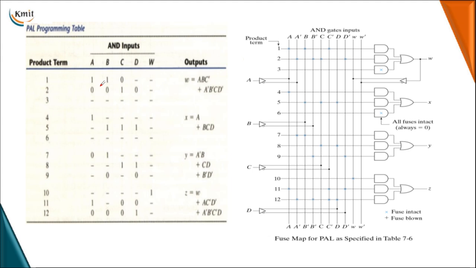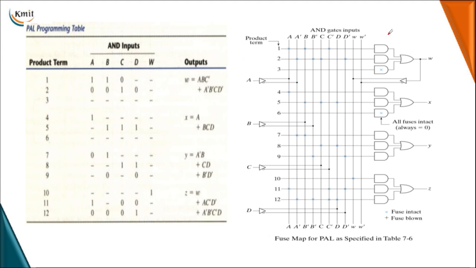As here in the product term of W, A, B, C bar, we have A value is 1, B value is 1, C value is 0. Hence we connected with a programmable connection of A, B along with C bar input. So the first AND gate will give you the product term of A, B, C bar.